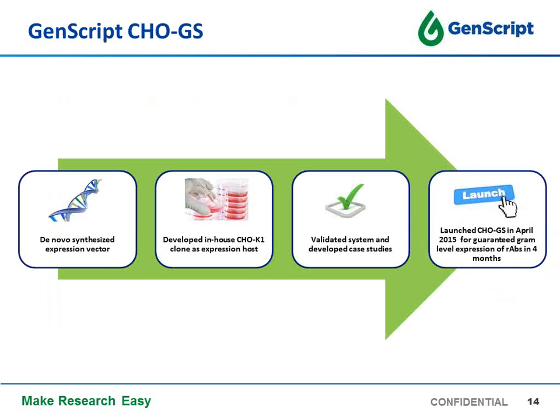So what did we do? We de novo synthesized expression vector with minor modification. As for the host cell line, we purchased the original clone from the ATCC and did a lot of optimization work on the original clone. And currently, we have well-optimized suspension CHO-GS single clones in serum-free medium. And then we conducted a lot of internal validation and developed case studies before launching this service at the end of April this year.